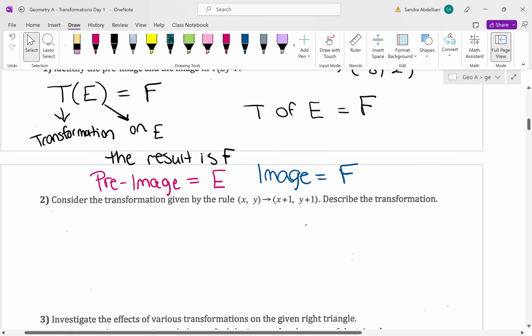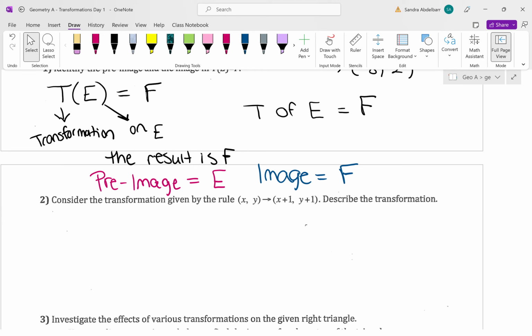Consider the transformation given by the rule x, y yields (x plus 1, y plus 1). Describe the transformation. When I ask you to describe the transformation, I want you to tell me how this would look on the graph. If I had any random point and I did this transformation on it, where would this point move? X plus 1, y plus 1: 1 unit where and 1 unit where? Good. Every point we have, wouldn't we move it 1 unit to the right because it's x plus 1, and then 1 unit up because it's y plus 1?